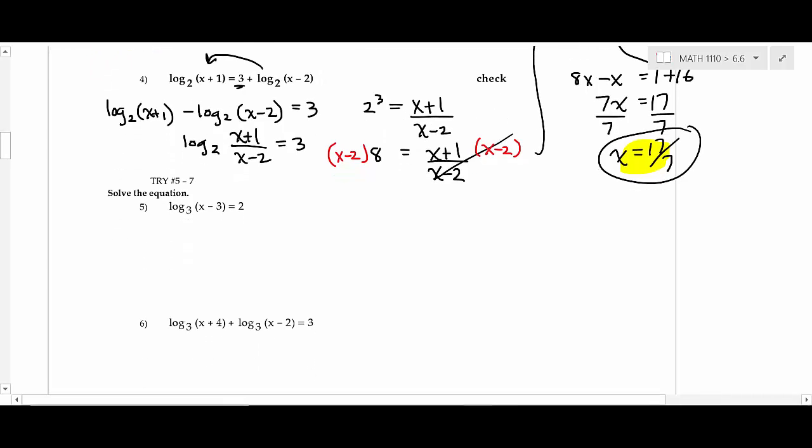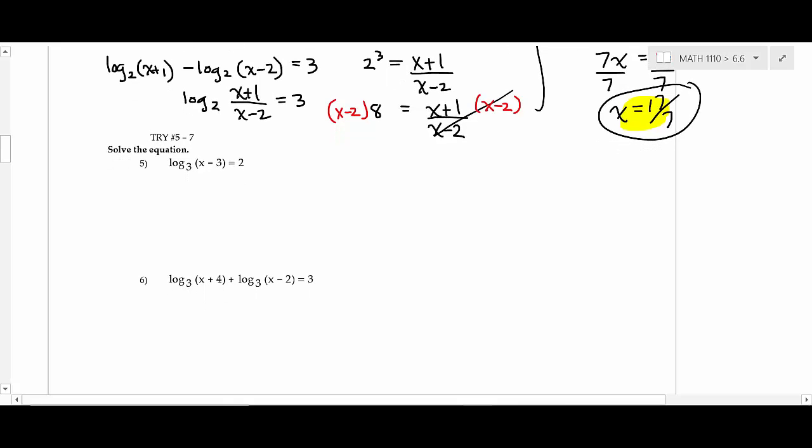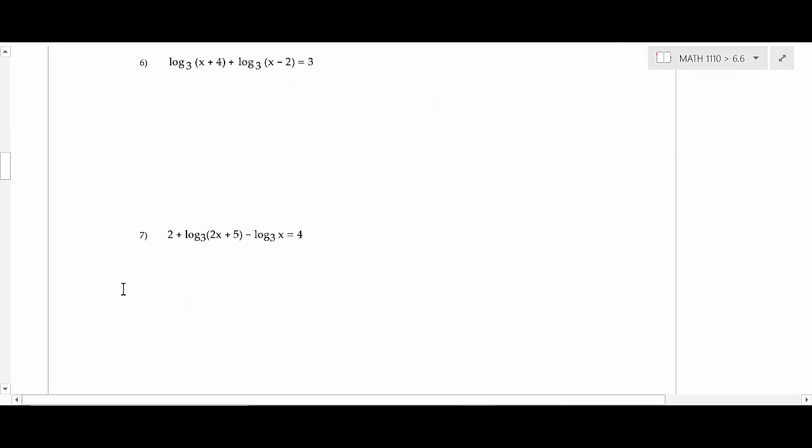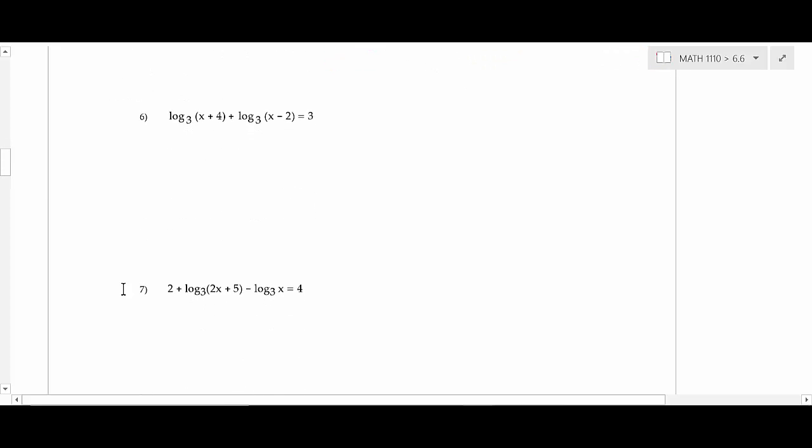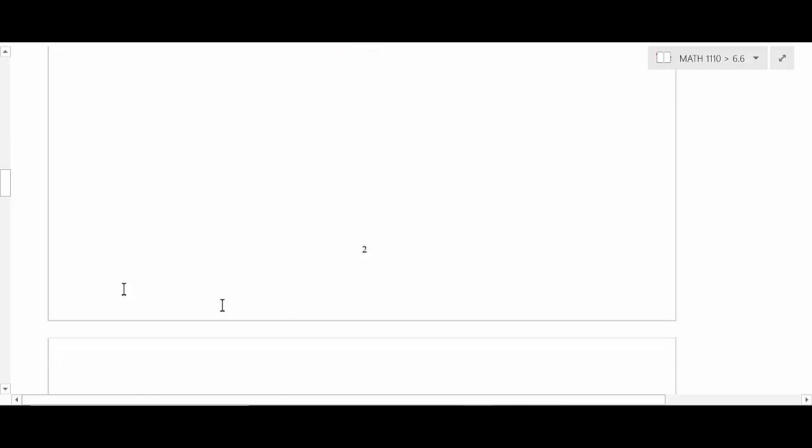I'm going to have you do the next 2 problems, and go ahead and take a few minutes to do those. I'm going to shut this off for just a second and see if you can process through how to do those. Then we're going to begin to look at 5 through 7. I want you to work all 3 of those out. Then we go to exponential equations.